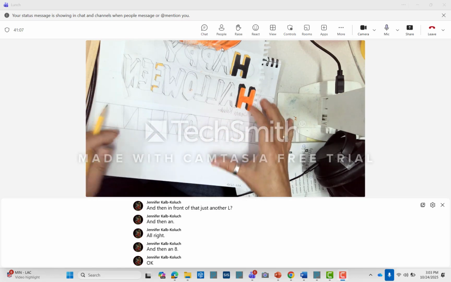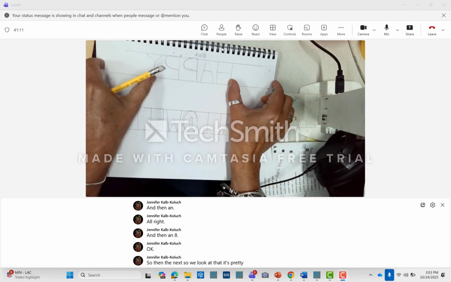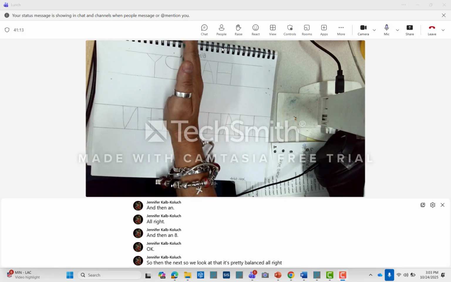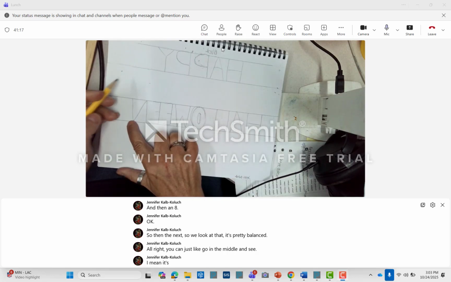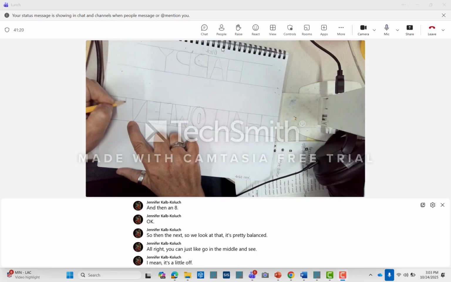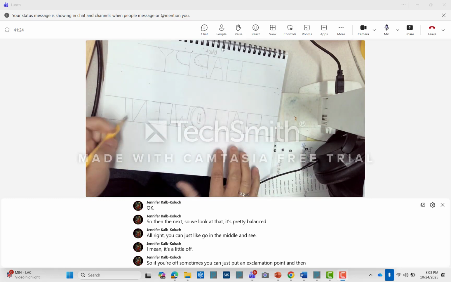Okay, so we look at that, it's pretty balanced. You can just go in the middle and see. And it's a little off, so if you're off sometimes you can just put an exclamation point, and then it perfectly balances everything out.